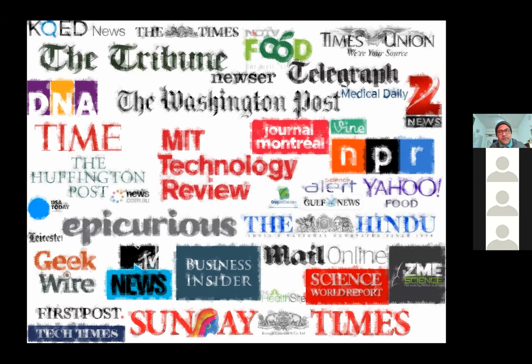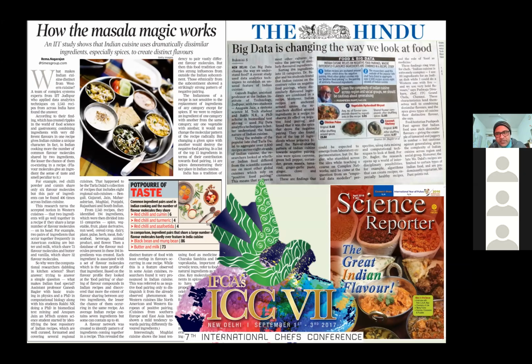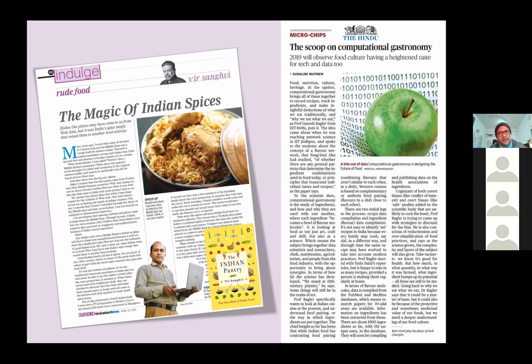It was on the cover of Science Reporter, the magazine which is published by CSIR body, and it was highlighted at the Indian Federation of Culinary Associations International Chef Congress, 7th Congress, as well as the 8th Congress that was held in Delhi. It is also part of a book called The Indian Pantry, followed by an article that was written by Veer Sanghvi in his column in Hindustan Times called Rude Food, and has been highlighted in a variety of outlets otherwise also.